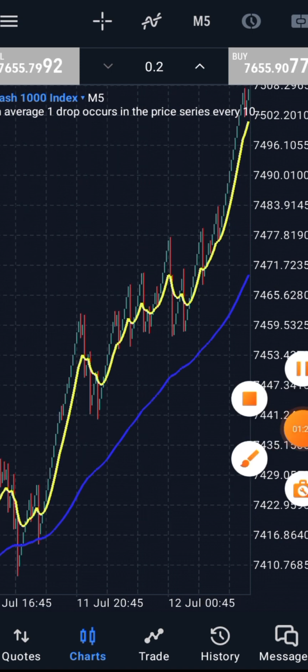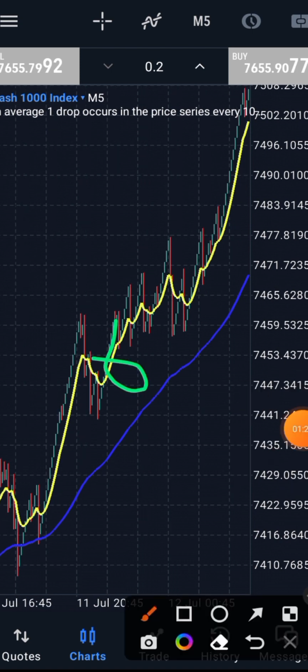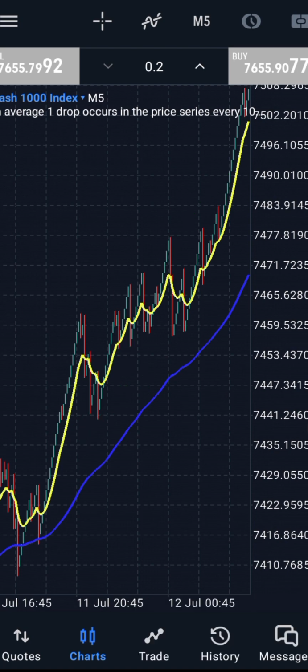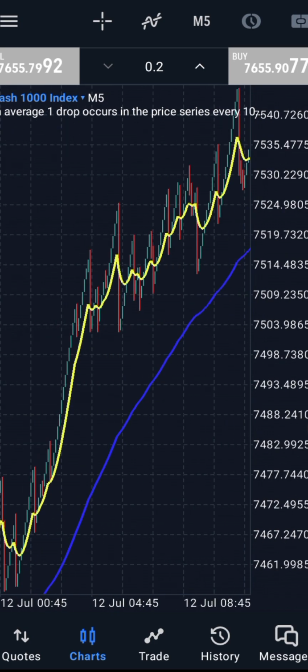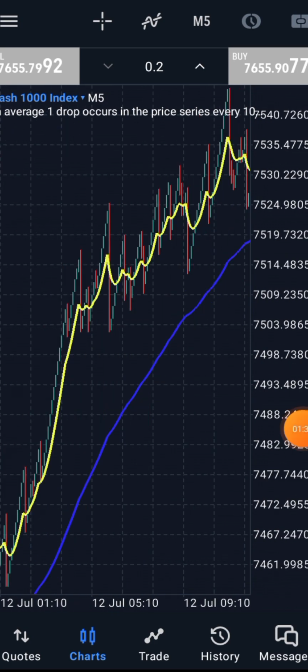You can see what happened here. The same thing. When the market pulled back, I wait for the market to cross above, and I place my stop loss here and see what the market is doing. See how the market is putting you in deep profit.